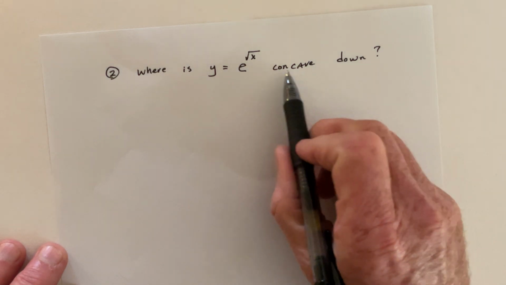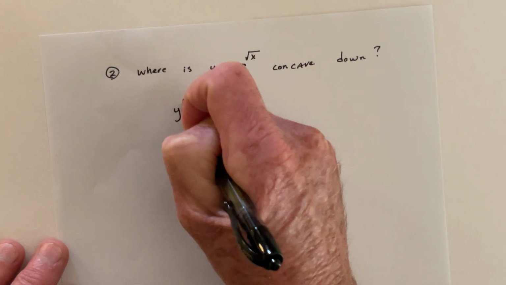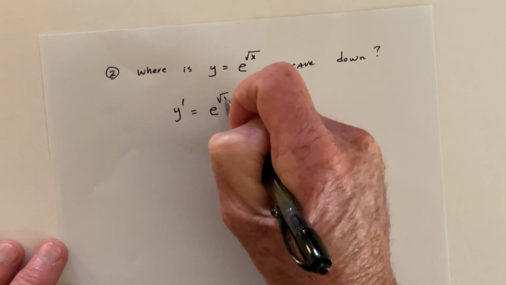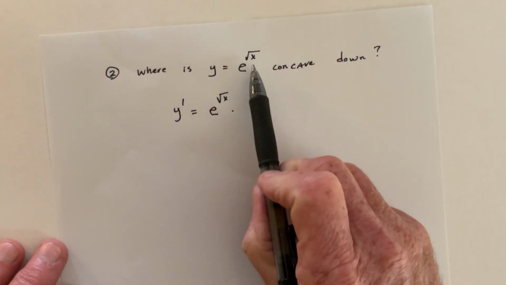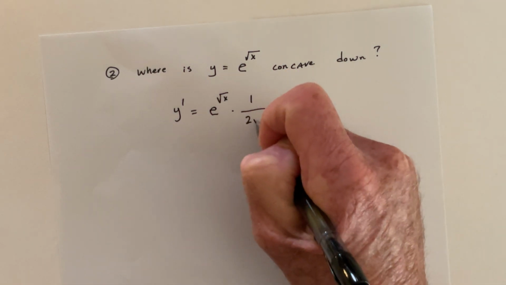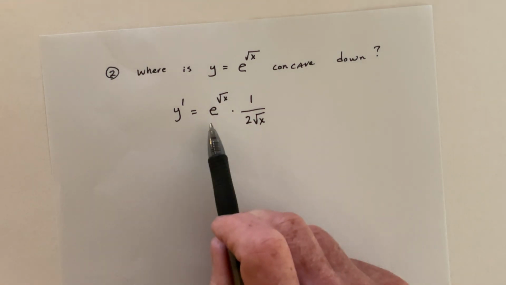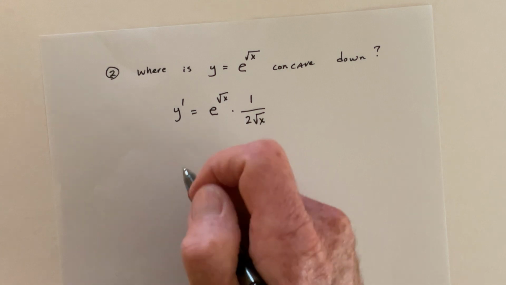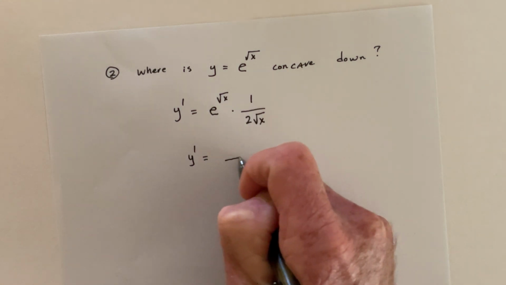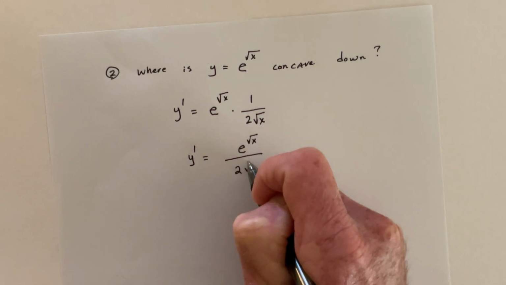Okay, so for concavity, concave up or concave down, we need the second derivative. So first things first, the first derivative, well, that's an e function, so the derivative is the e function. And then the chain rule says take the derivative of the square root function, and that is going to be 1 over 2 times the square root function. Now you could treat this one as a product when you go to do the second derivative, or you could just say this is e times 1, so I could just rewrite this as the e function on top and the 2 square root of x on the bottom.